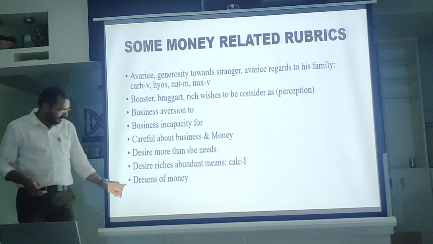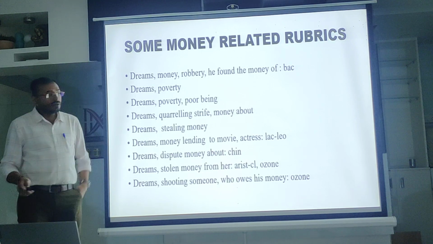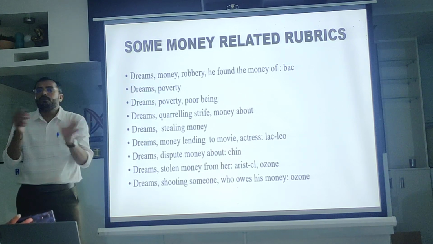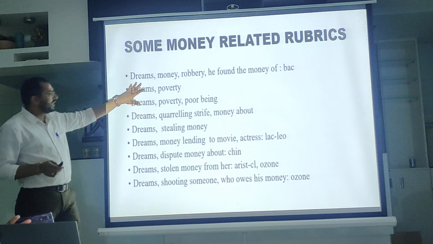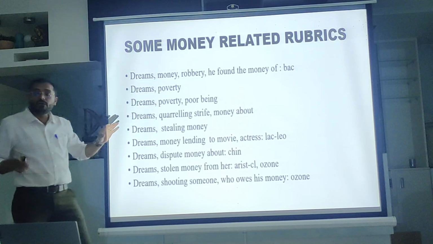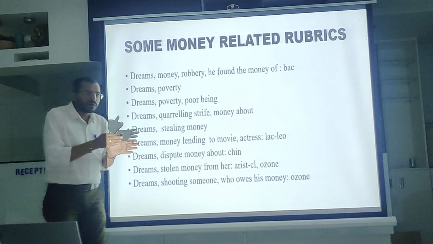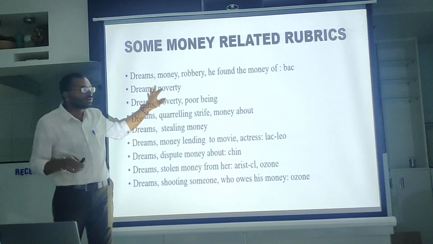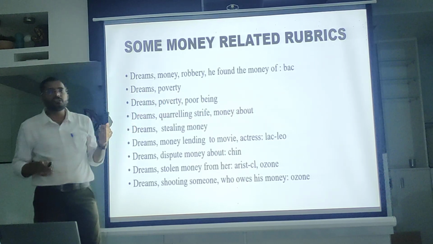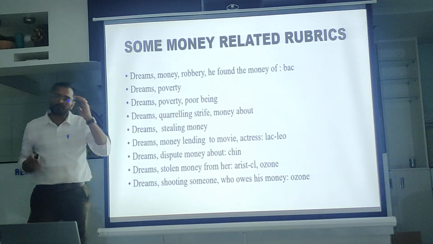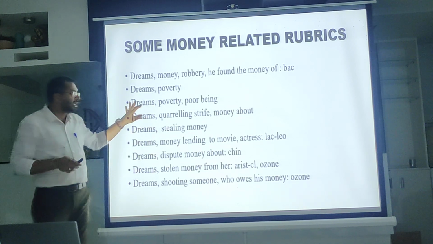Calcarea iodata. Dreams of money, dreams of money. Dreams of money robbing, someone took away or stole his money. Basilicum is one of the remedies. Dreams of poverty, poor. Now again, when we take a delusion poor or poverty, this is also a very important perception, because dreams are a subconscious pattern, and that subconscious pattern can lead to the developmental process. Okay, so this is very important.